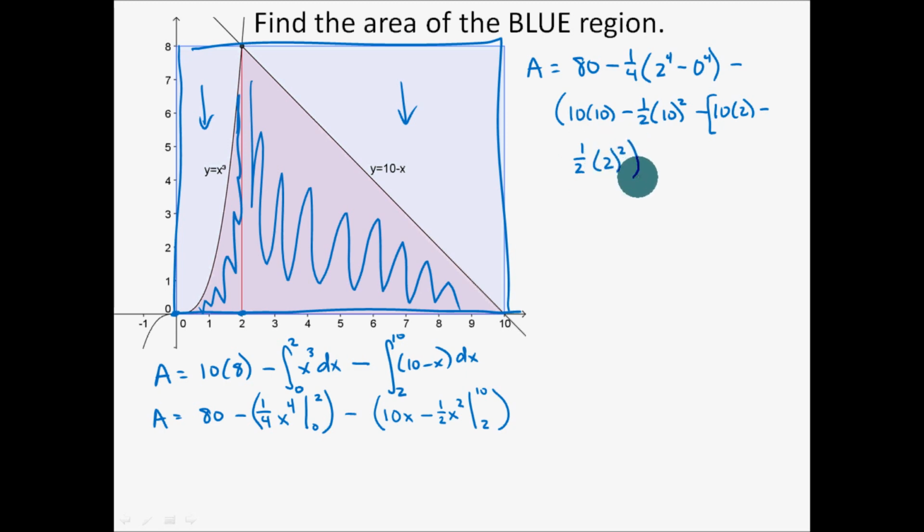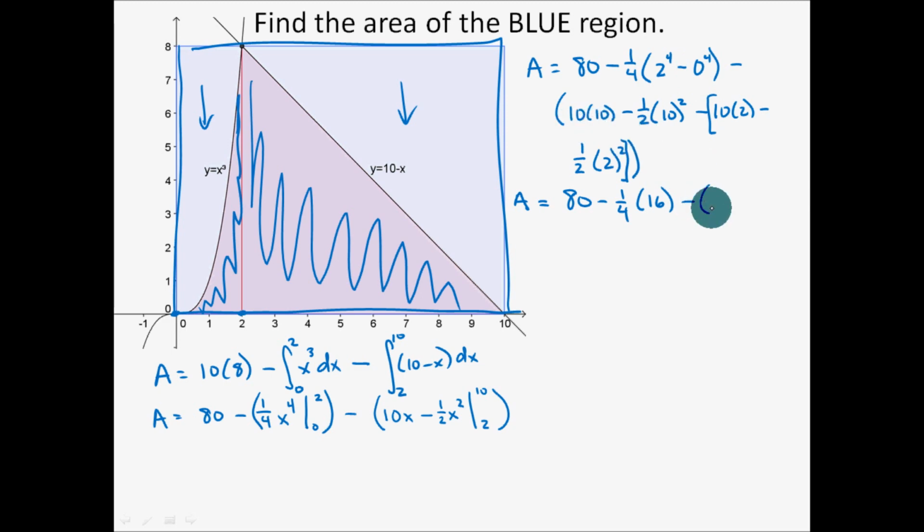All right, so look at all these parentheses. This is a mess, right? And I even have to close off these brackets too. So we got to be really careful there. It'd be helpful if I had more space here, but I didn't set it up so well. All right, so let's see here. 80 minus 1/4 times 2 to the fourth. 2, 4, 8, 16. So that's going to be 16, and we know that 0 to the fourth is 0. Now we got minus. Got to keep track of all these parentheses now.